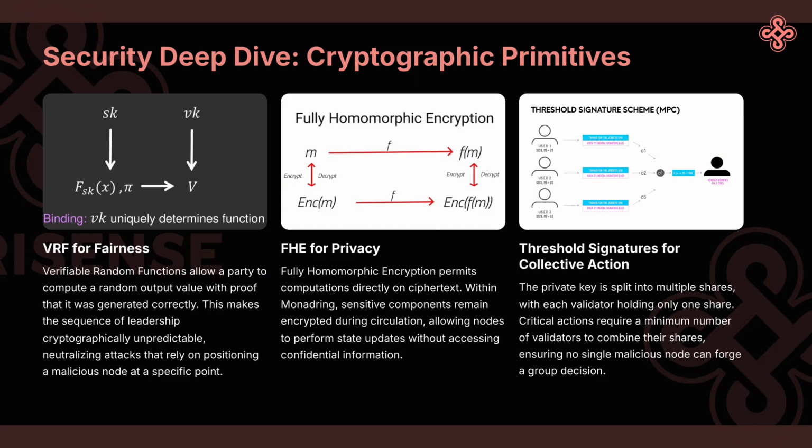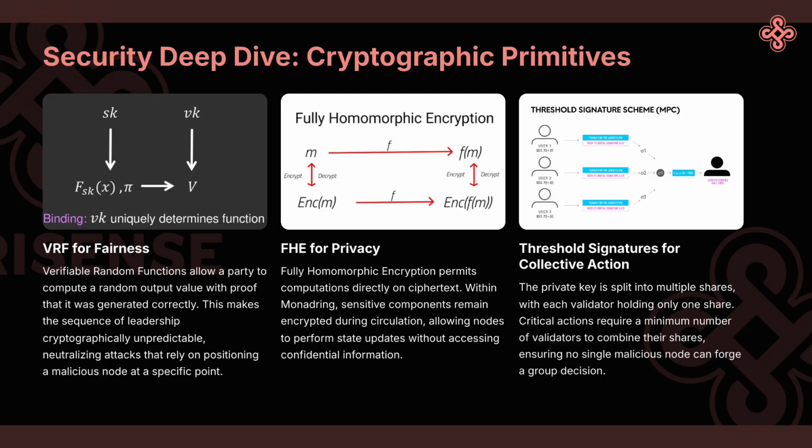This ensures that the leadership sequence is unpredictable, making it impossible for an adversary to foresee when they might control the token. This unpredictability effectively neutralizes attacks that rely on placing a malicious node in a strategic position to disrupt or censor crucial transactions.